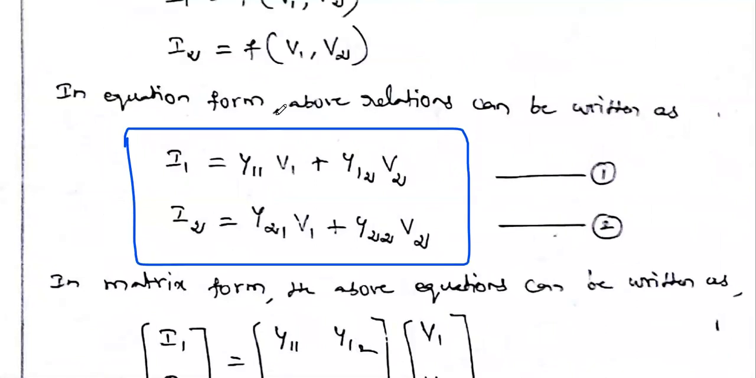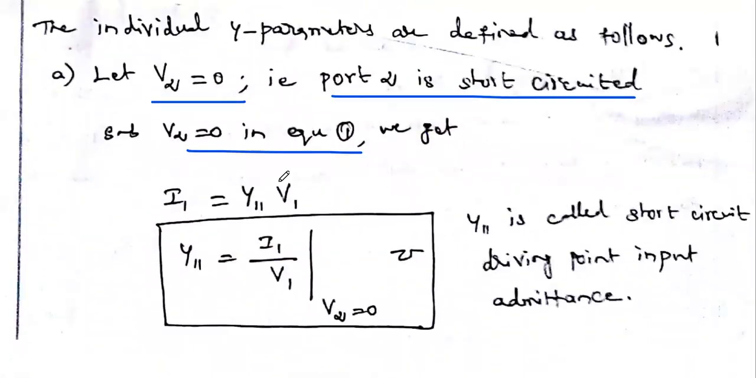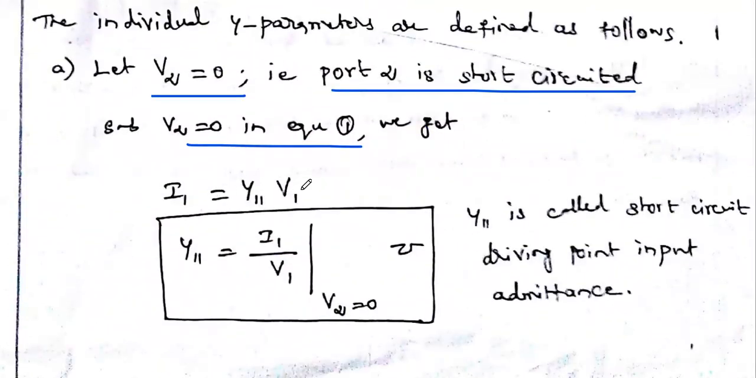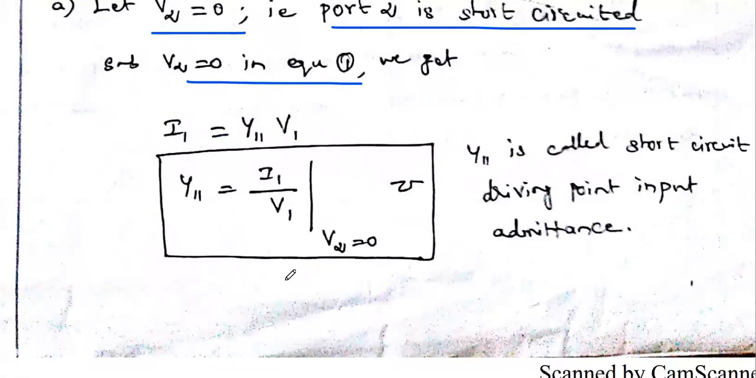Which one is equation number 1? This is. So if you make V2 equal to 0, this second term is 0. So we get I1 equal to Y11 into V1. From that, Y11 equal to I1 divided by V1.